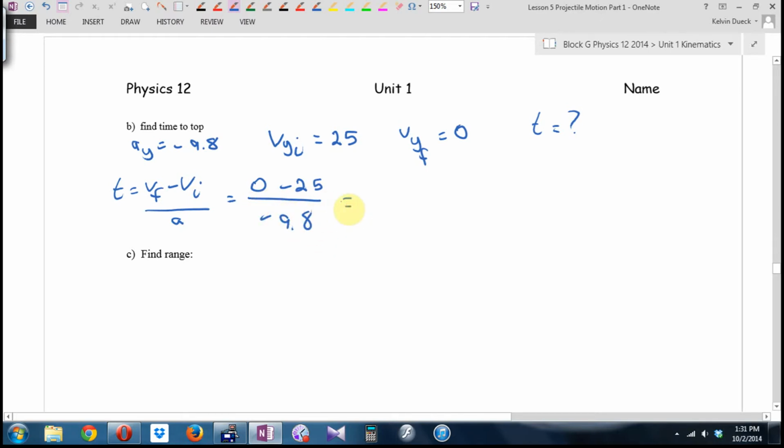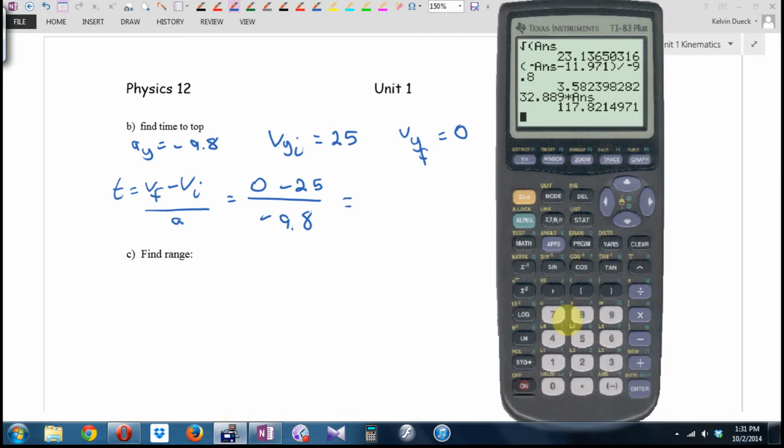Couple of nice things I noticed here, Sabrina. I'm going to get a negative on the top and a negative on the bottom. That's good because I kind of want time to be positive. I want a negative divided by a negative. It's going to be negative 25 divided by negative 10. It's going to be really close to 2.5. I'm going to go a little bit bigger than 2.5, so about 2.6 maybe? 2.55.